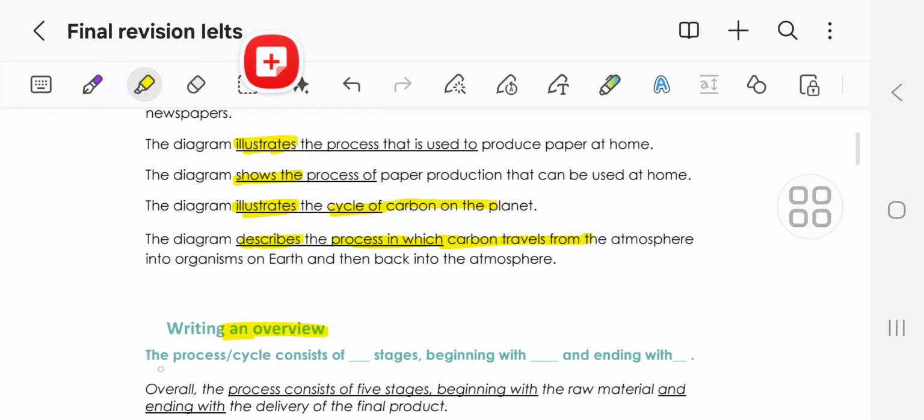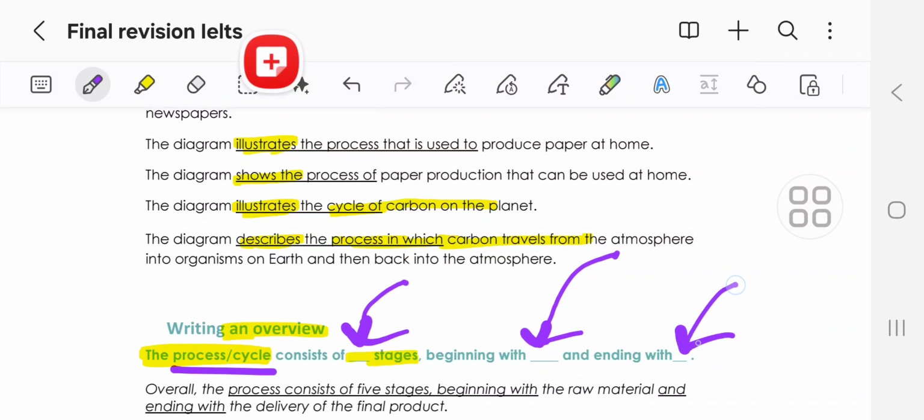So for this overview, remember you have to start by saying the word "process" or "cycle", and then "consists of" stages. You just have to mention how many stages. Then you talk about beginning with this, and then ending with this one. So remember this: beginning and then ending.